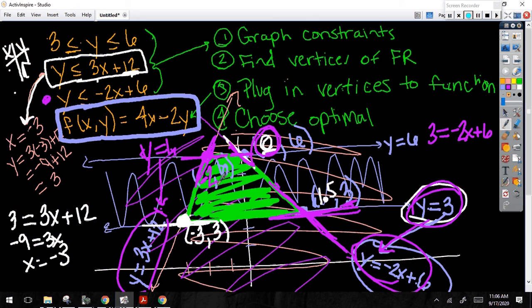All right. So 0, 6 is going to be 4 times 0 minus 2 times 6, or negative 12. Almost done. The highest one is the maximum, the lowest the minimum.